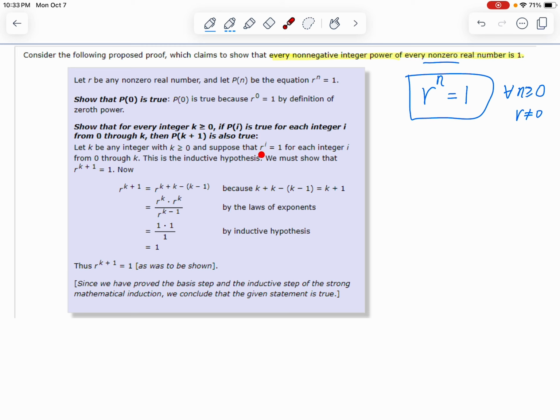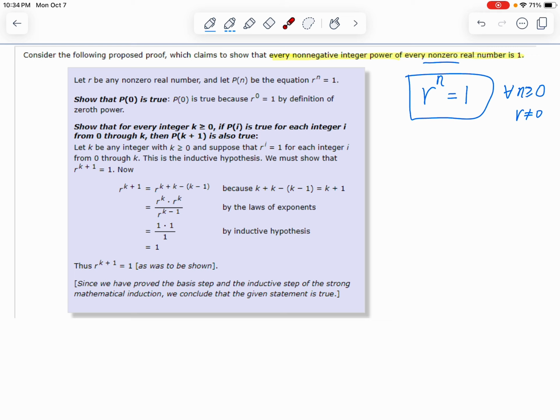And suppose that r to the i, where this i is any integer from 0 to k, suppose this is true, r to the i equals 1. Well, that's what we want to prove, right? So you're supposed to assume this P(i) being true. So this seems to be okay. This is the inductive hypothesis, which is true. We must show that P(k+1) is true, which is r to the k+1 is equal to 1. Yep, which is what we want to prove.